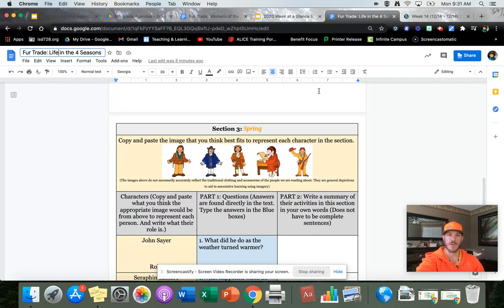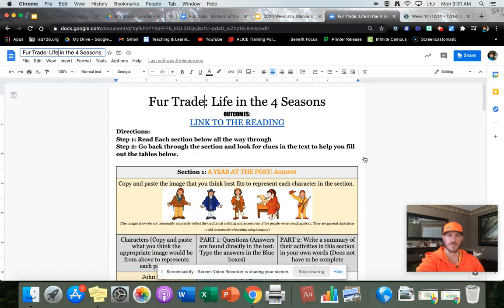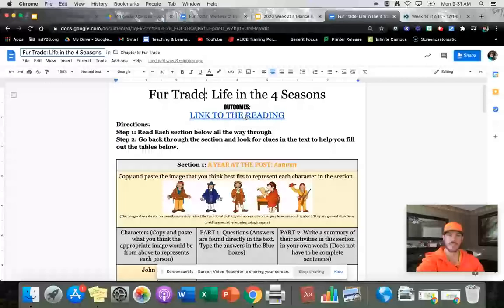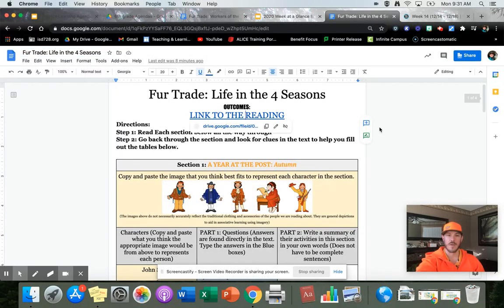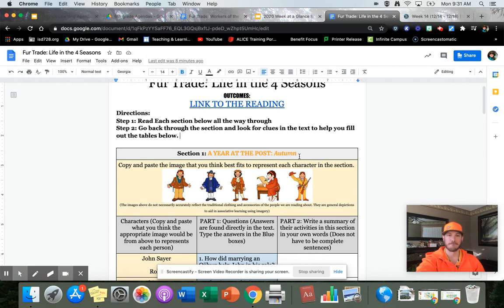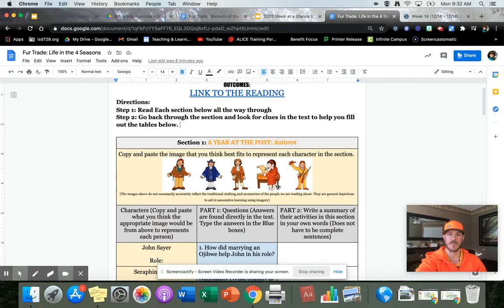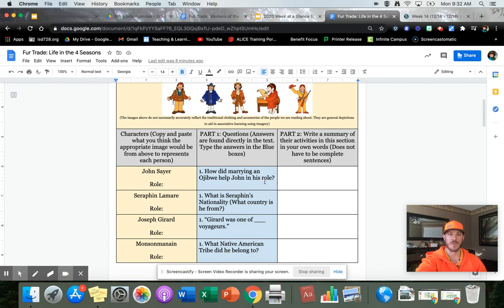I'm going to show you just real quick what the document looks like that the students will be working on. So Fur Trade Life in the Four Seasons, the link to the reading is right here. It is instructed to students as to where they can find the different readings. So A Year at the Post, Autumn, that is the section that students have to read to complete this table, and that will be assigned for Monday. So there are some questions that directly come from the text, so we're working on the skill of finding answers in the text.